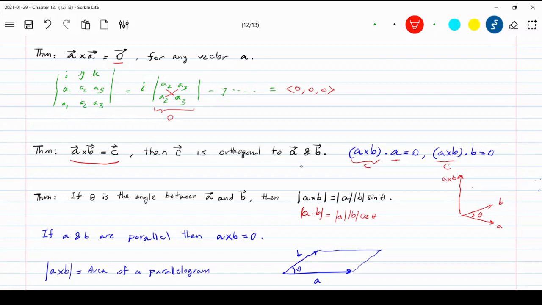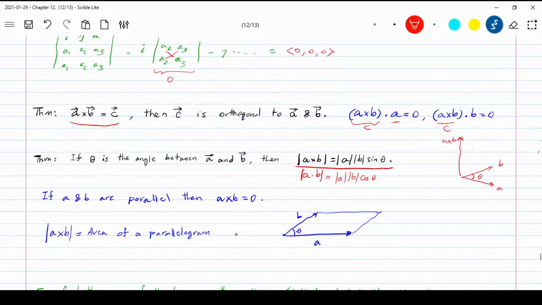This could be simply proven by writing this determinant and going through it. If you square both sides and simplify, using the dot product, then you can prove it. It's quite long, but it's possible. I think the proof is available in the book. What we care about is where we can use this. It turns out that the magnitude of A cross B is the same as the area of a parallelogram created by the vectors A and B.